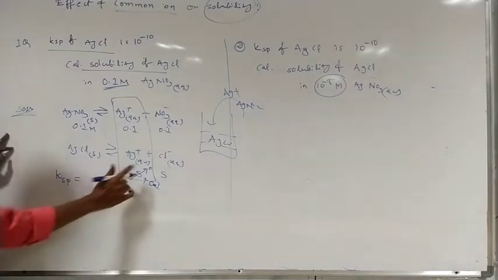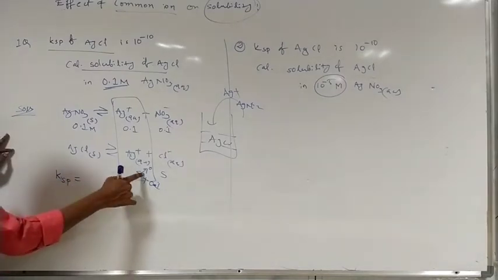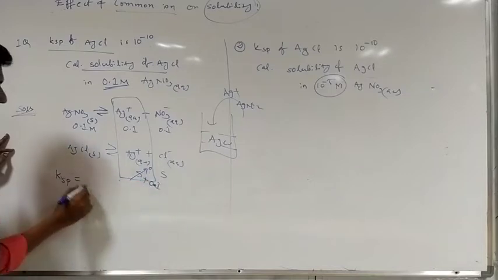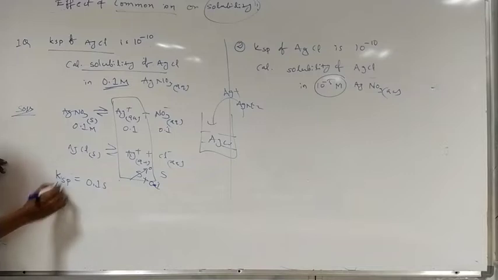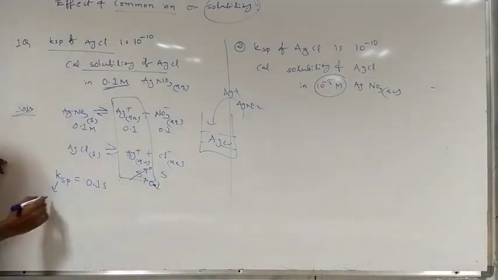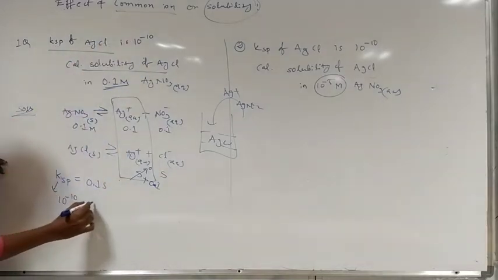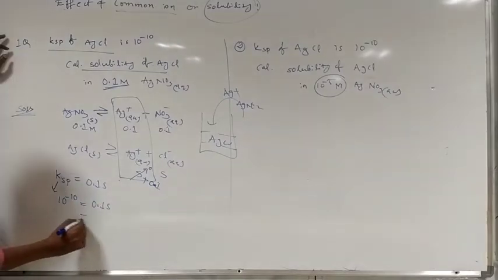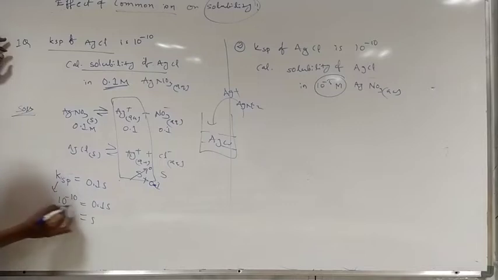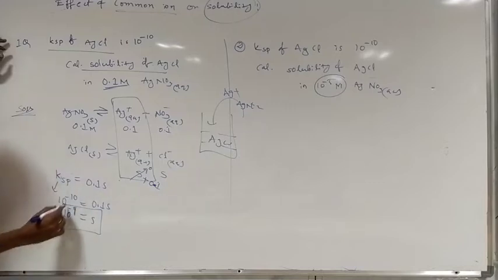First of all, see here. KSP is equal to, this term is negligible, and the remaining is 0.1 into S, that is 0.1S. What is the KSP value? The KSP value is given as 10 to the power minus 10. So 10 to the power minus 10 is equal to 0.1S. Here S is equal to 10 to the power minus 9. This is the value.